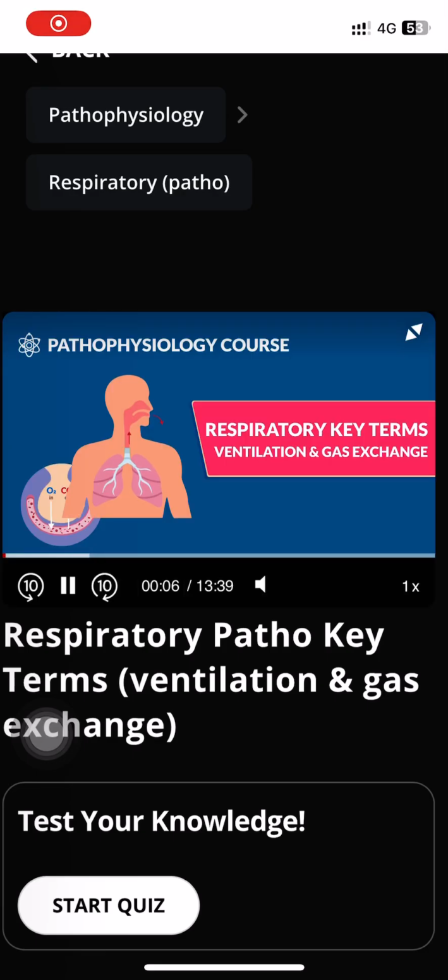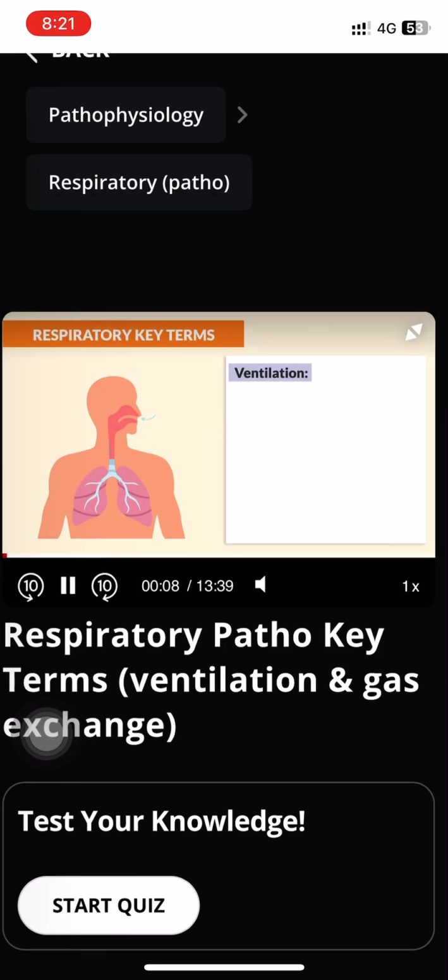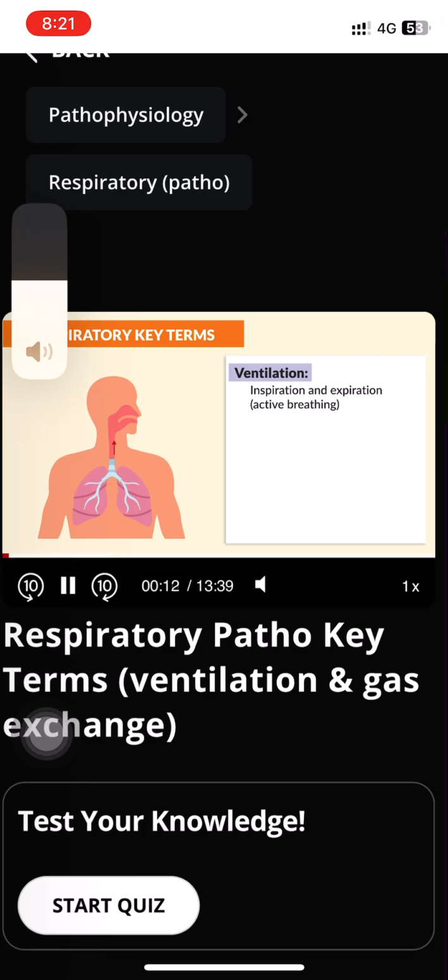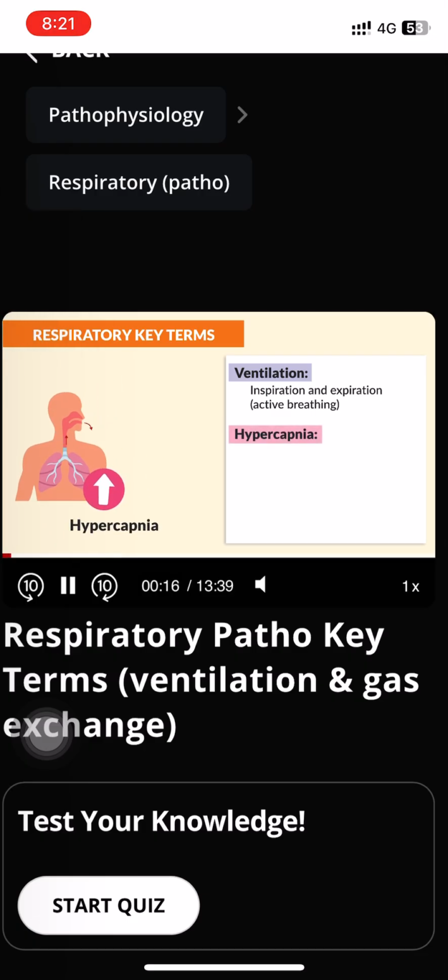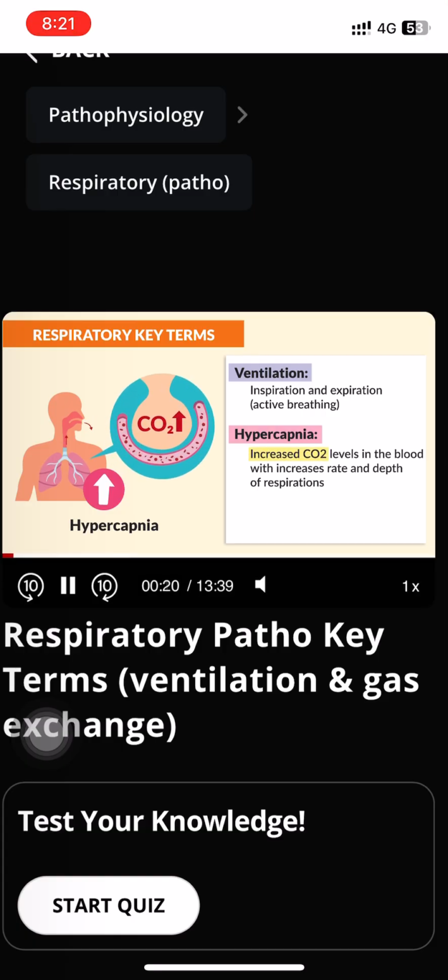Terms that you should know. First one is ventilation. This is inspiration and expiration, basically active breathing, breathing in and breathing out. Now, hypercapnia, this one is the one to know. Increased CO2 levels in the blood with increased rate and depth of respirations.